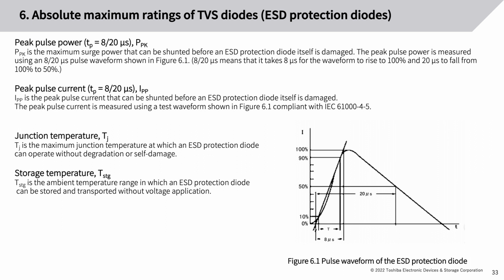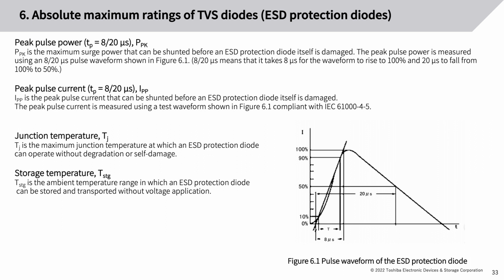from 100% to 50%. Peak pulse current, IPP, at TP equals 8/20 microseconds. IPP is the peak pulse current that can be shunted before an ESD protection diode itself is damaged. The peak pulse current is measured using a test waveform shown in figure 6.1 compliant with IEC 61000-4-5.